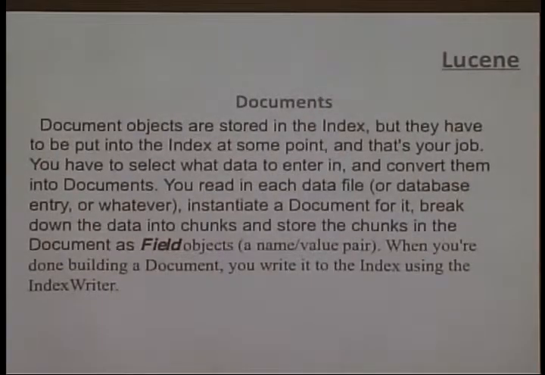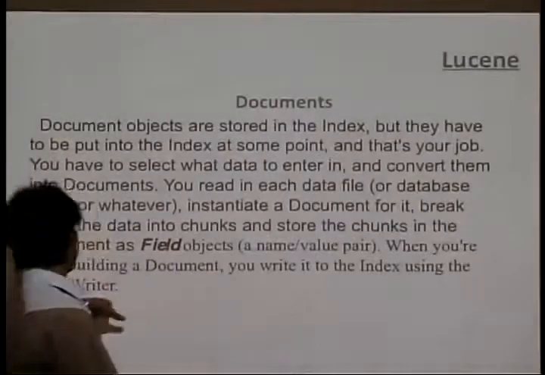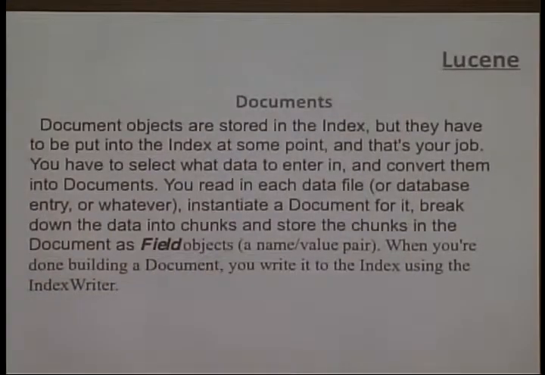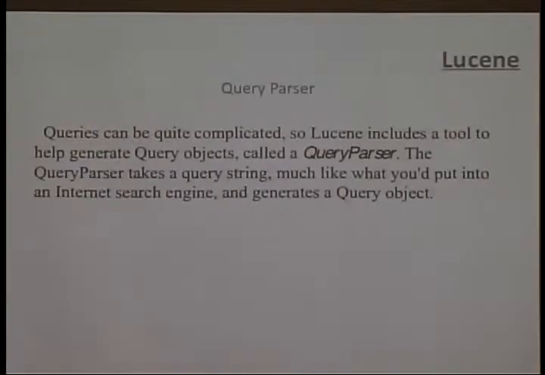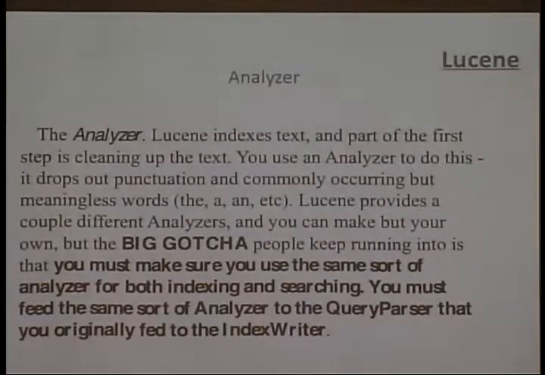And the document is a field object, a name-value pair. We have done building a document, and you would like to index it using the index writer. The key components are the index writer and the index searcher. Now, here's a very important piece that we need to understand. So the query parser, okay, let's not think about this one. So very, very important piece.